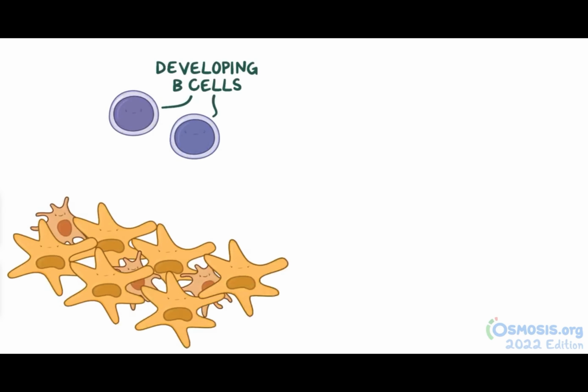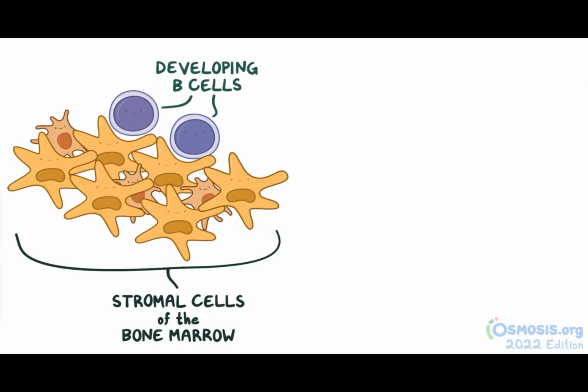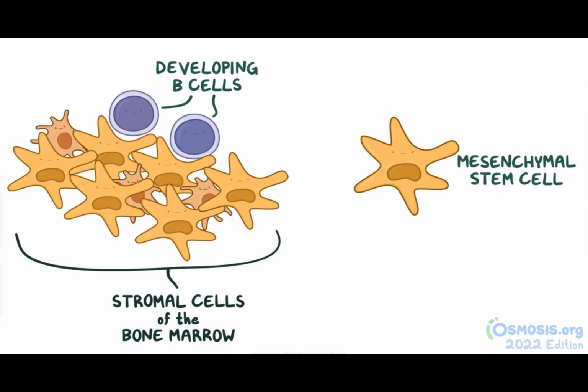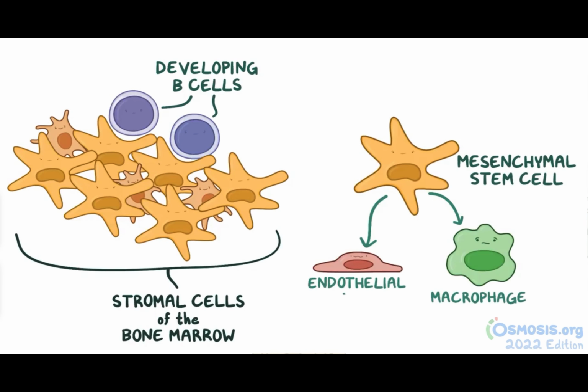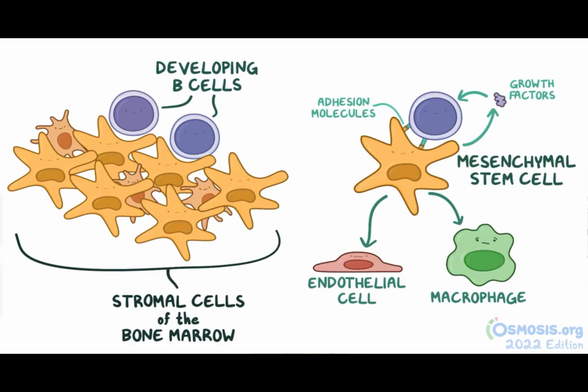Throughout B cell development, the developing cells are interacting closely with the stromal cells of the bone marrow, which are largely composed of mesenchymal stem cells. Mesenchymal stem cells are multipotent and can differentiate into various cells including macrophages and endothelial cells. Mesenchymal cells provide B cells with adhesion molecules they can use to attach, as well as important growth factors like interleukin 7, which they can use to grow and proliferate.